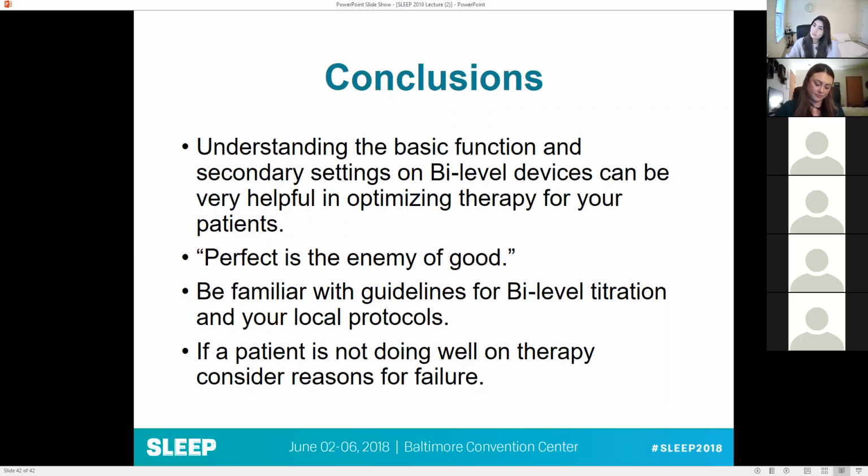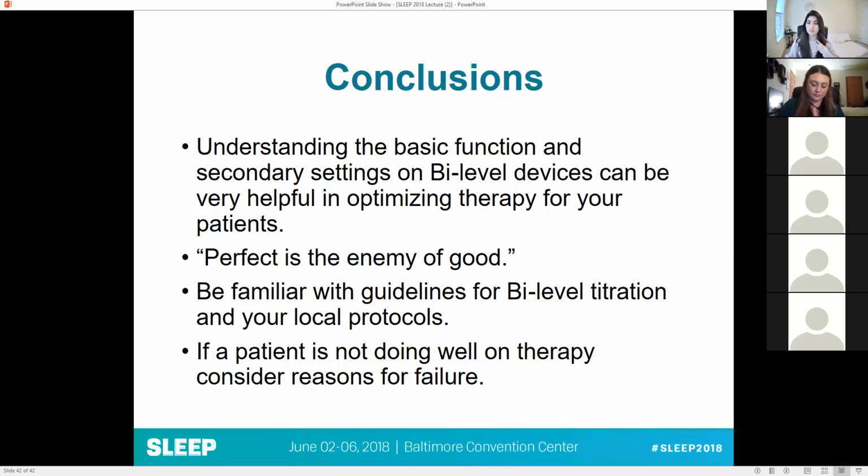So you want to make sure that you're doing something that's targeting the underlying pathology, but you also got to make sure that it's something the patient's happy with. And you guys don't necessarily have to know the guidelines for your bi-level titration or your local protocols, but most hospitals may have some protocols in place on how you titrate these devices, and it's probably worth knowing that when you're taking care of acutely ill patients on non-invasive ventilation.